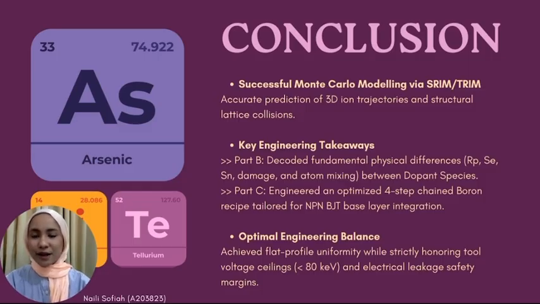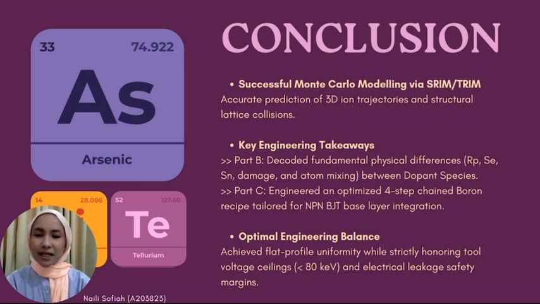Alright, next, for the conclusion part, SRIM or TRIM was successfully used to model ion implantation behavior in silicon. In Part B, it shows how boron and arsenic differ in projected range, stopping power, lattice damage, and interface mixing.